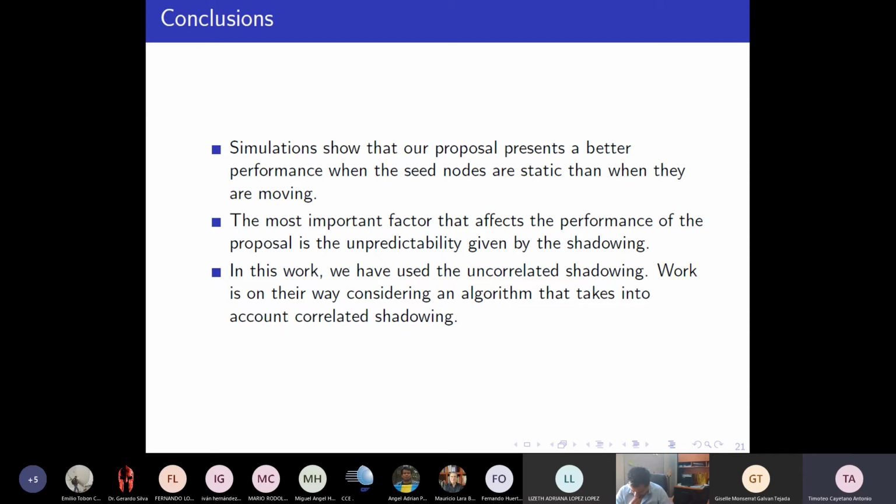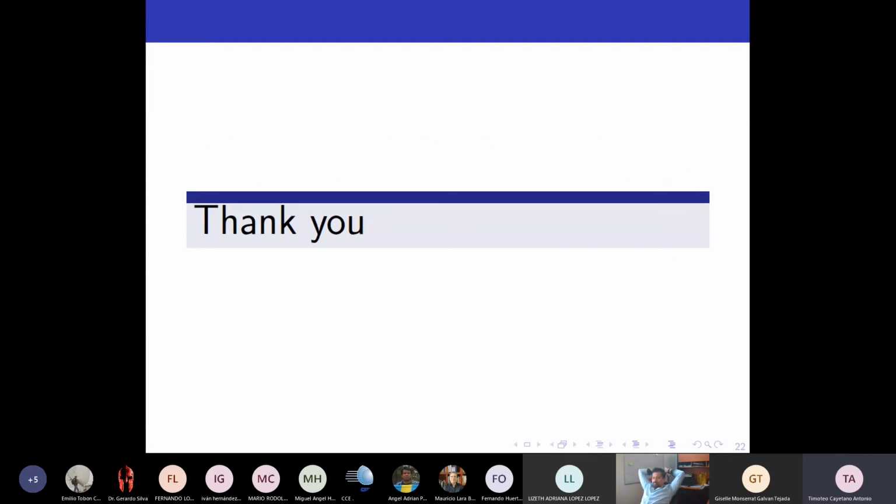I think this work could be a good starting point to propose new models and new algorithms that cope with this problem. In this work we considered uncorrelated shadowing, and in next works, we are thinking of working with a correlated shadowing model. We think that we can improve the performance of the algorithm if we consider this phenomenon. And this is all about this presentation.